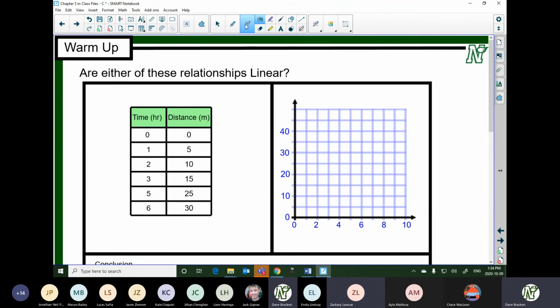All right. Now, when we graph this thing, I would say the first difference, 5, 5, 5, 10, and 5. This is not linear. But when we graph this thing, do you notice what actually happens here? We go 0, 0, right here. We go 1 and 5, right there. We go 2 and 10. We go 3 and 15. Our next point is 5 and 25.